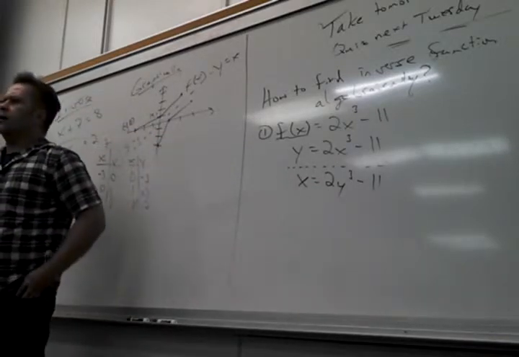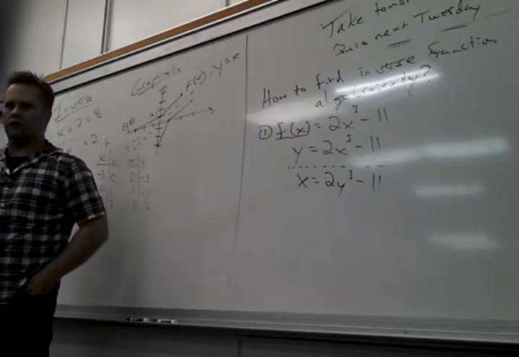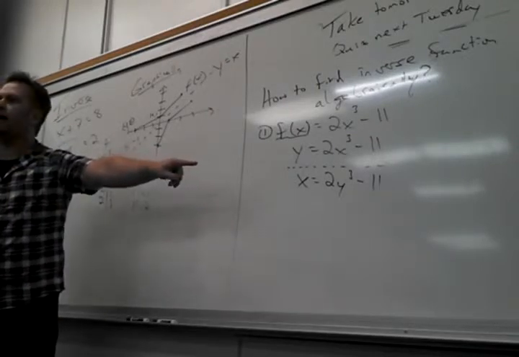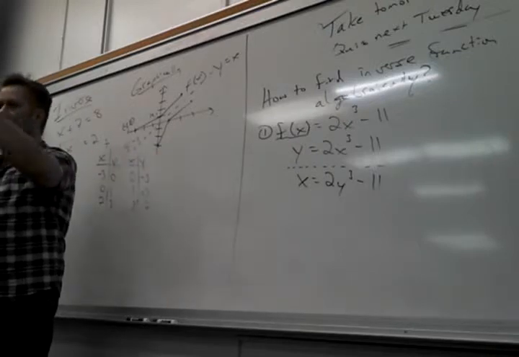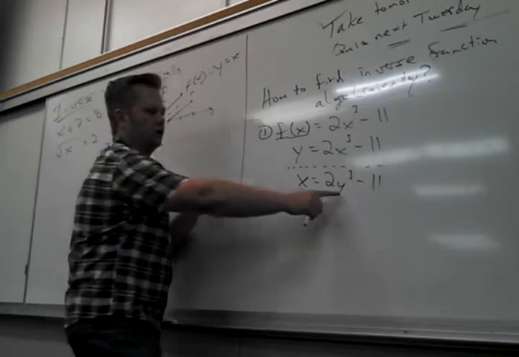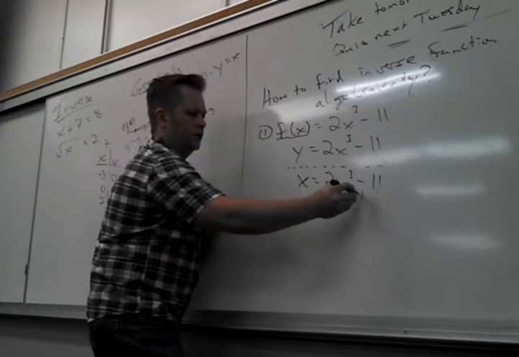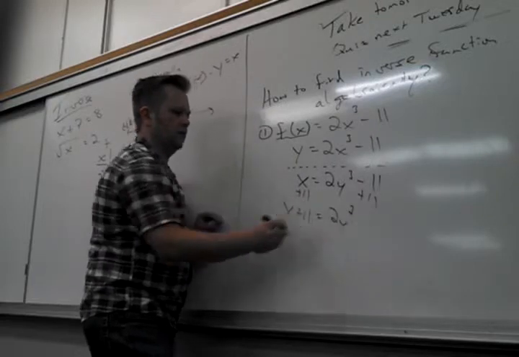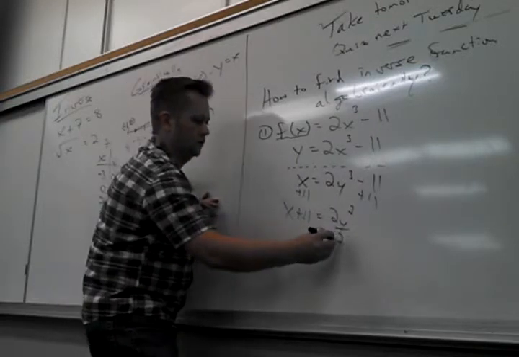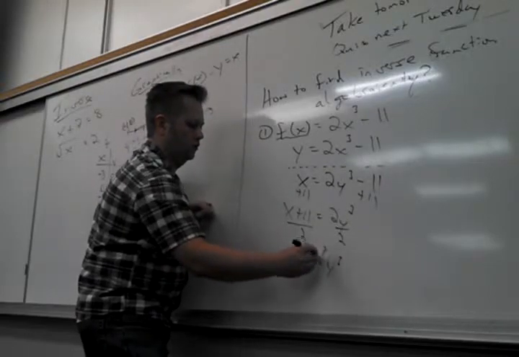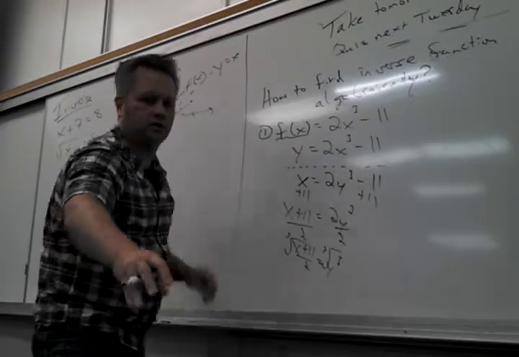What did we just say has to happen in the new inverse function? It's got to do all the opposite operations. Well, how am I going to solve for y? I'm going to do all the opposite operations to solve for it, aren't I? So what's the first thing to solve for y? Plus 11. So I'm doing the opposite of subtracting 11. What's the next step? Divide by 2. And then cube root. All right, let me take this up here.